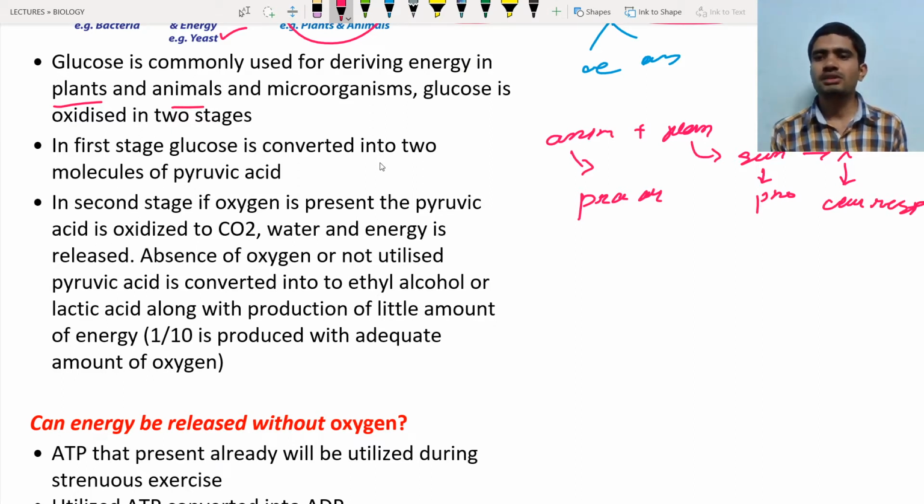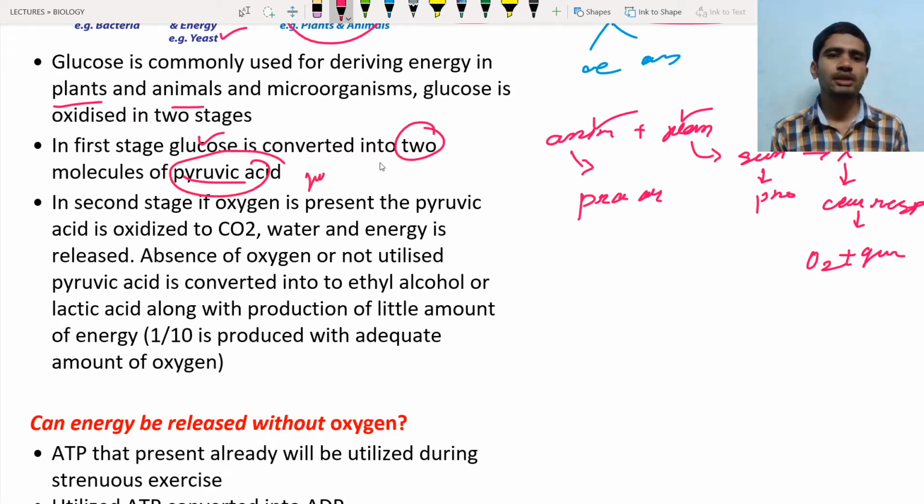In cellular respiration, they use oxygen plus glucose molecules for the production of energy. In photosynthesis, we know that sunlight is utilized for the energy. So whether it is an animal or a plant, glucose is important for the production of energy. In the first stage, a glucose molecule is converted into two molecules of pyruvic acid, or you can call it pyruvate. Pyruvate and pyruvic acid are the same.